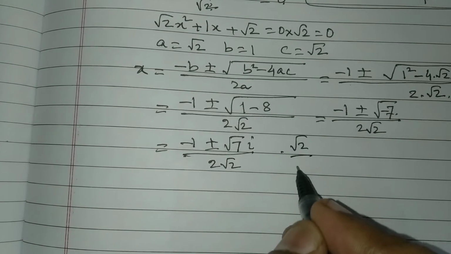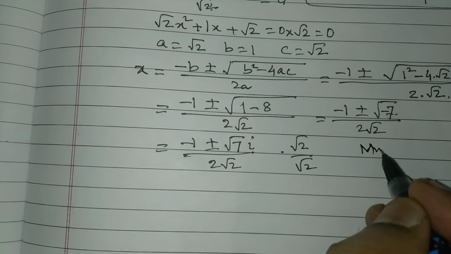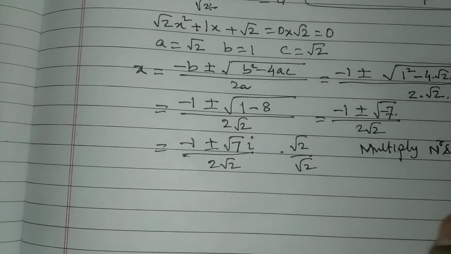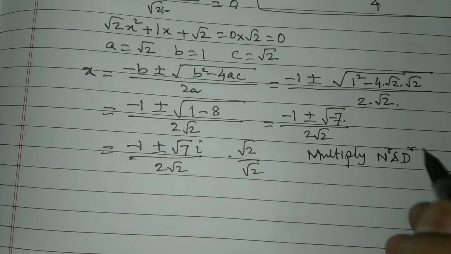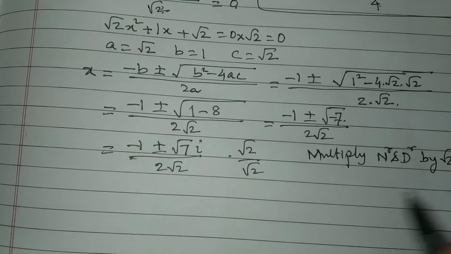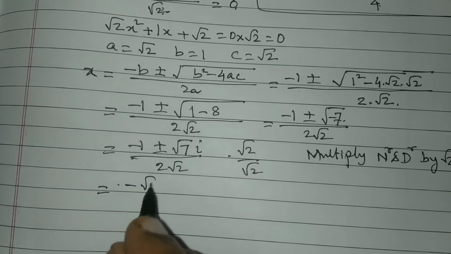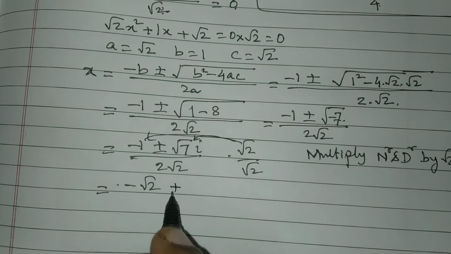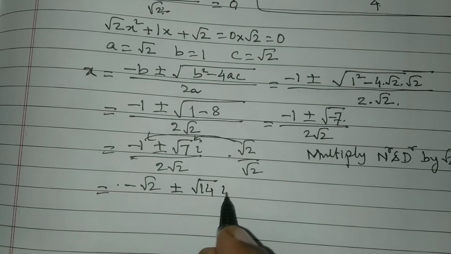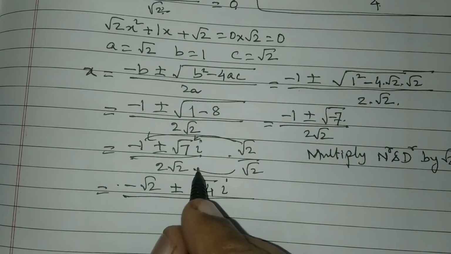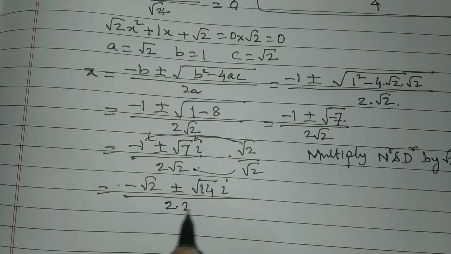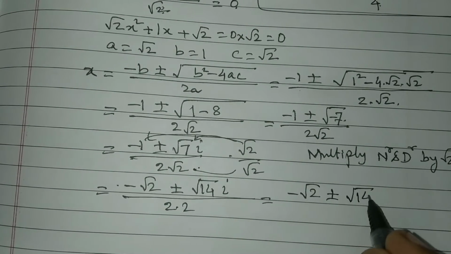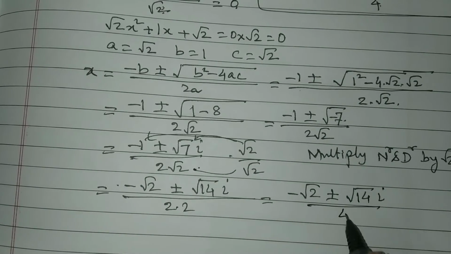Now rationalizing, multiplying numerator and denominator by root 2. So here minus 1 into root 2, this we will multiply over here, and here we will multiply. So root 2 into root under 7 iota, divided by root 2 into root 2, which is 2 into 2. So it is equal to minus root 2 plus minus root under 14 iota divided by 4.